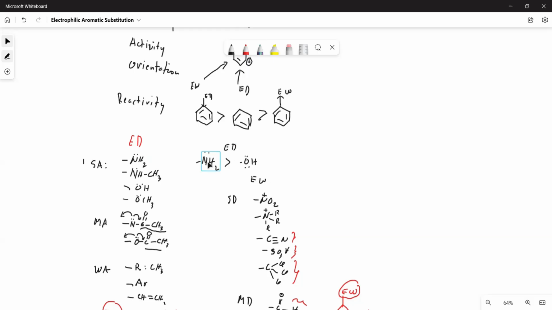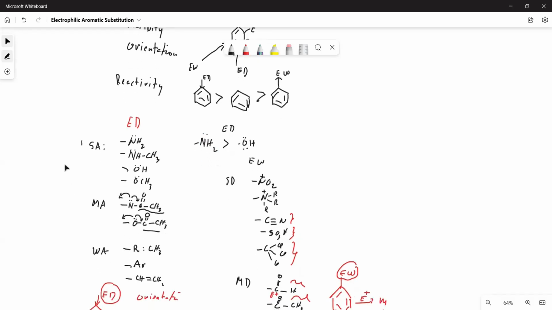And within this category, we can even differentiate their ability to donate. For example, here, if you compare which one is more electron donating, is it the amino group or the hydroxyl group? The amino group will be more electron donating. You know why? Because the nitrogen is less electronegative than oxygen. So therefore, nitrogen can easily donate its lone pair to the ring. So that's why it is more electron donating.